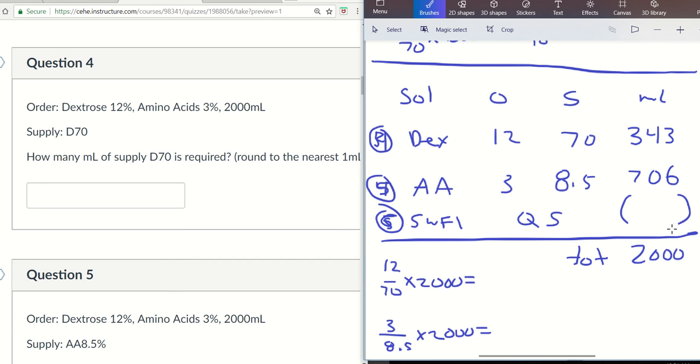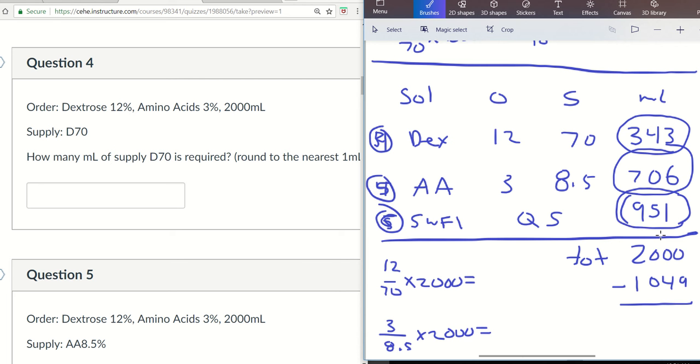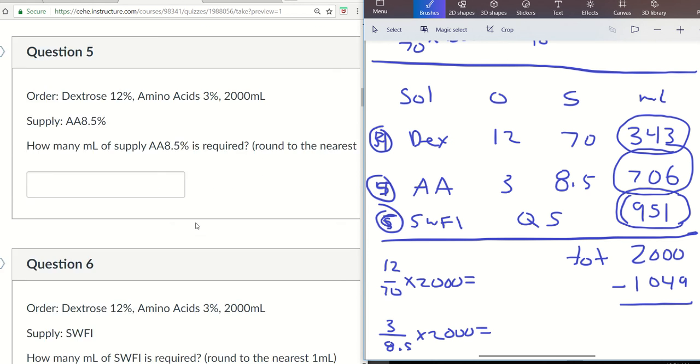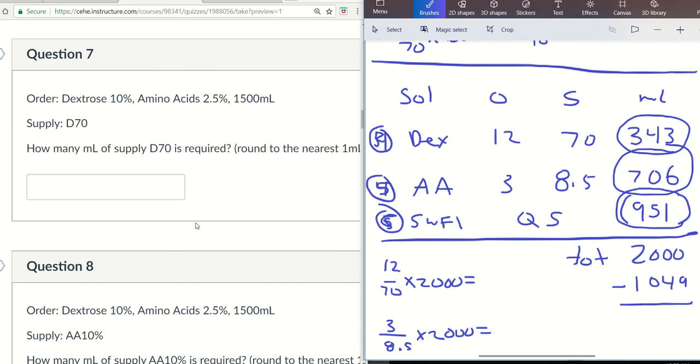All right, water we need to QS. So how much do we need? Let's add those numbers together. That gives us 1,049. So all we need to do is subtract that from 2,000, and then we get 951. So number 4, 343. Number 5, 706. Number 6, 951.